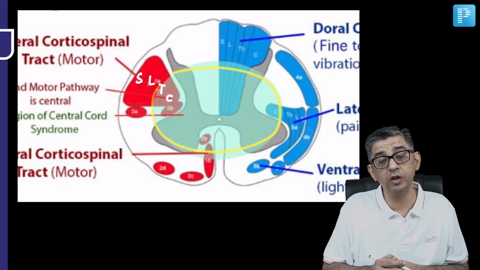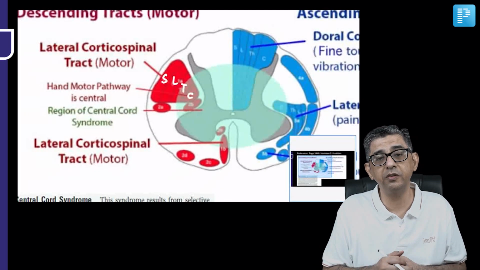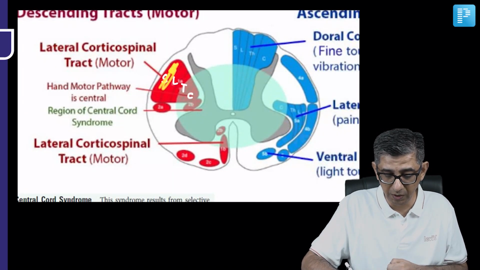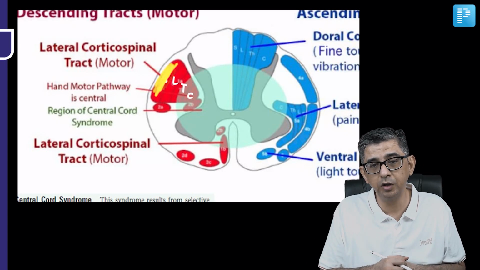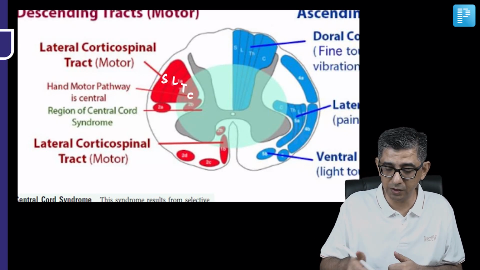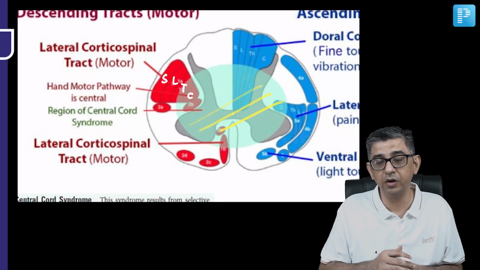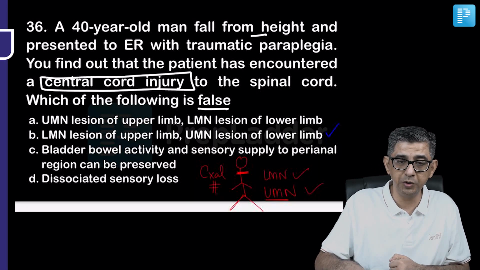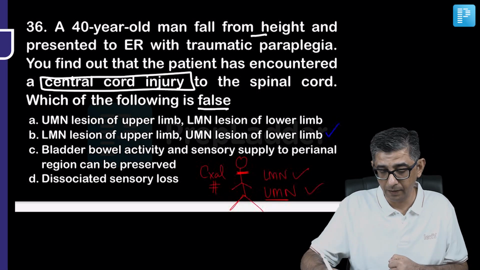And because there would be sacral sparing occurring in the person, I can say that the bladder and the bowel of the patient might escape injury as well in a person having central cord syndrome per se. So option number C is a correct one.